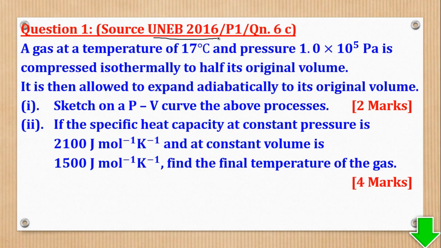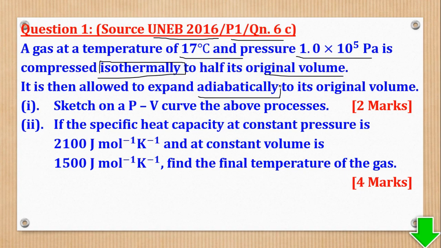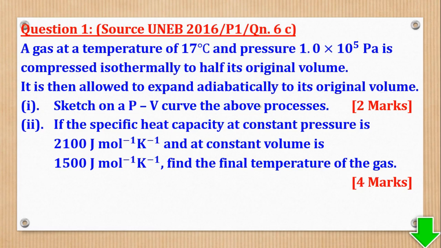So question 1 is from UNEB 2016, paper 1, question 6C, and it says, a gas at a temperature of 17 degrees Celsius and pressure of 1 × 10^5 pascals is compressed isothermally to half its original volume. It is then allowed to expand adiabatically to its original volume. Sketch on a PV curve the above processes. Let's start with Roman 1.